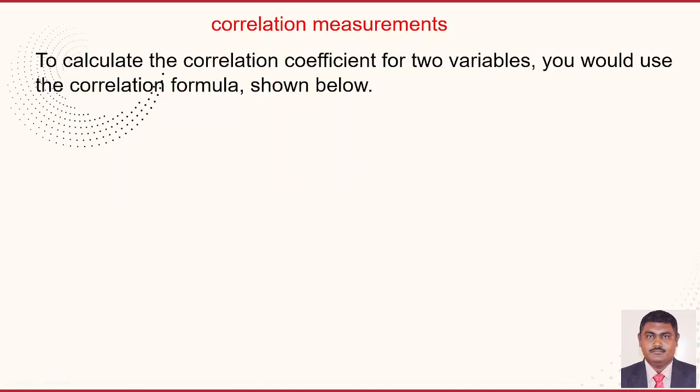To calculate the correlation coefficient for two variables, you would use the correlation formula shown below. That is r of x comma y is equal to covariance of x comma y divided by Sx and Sy.